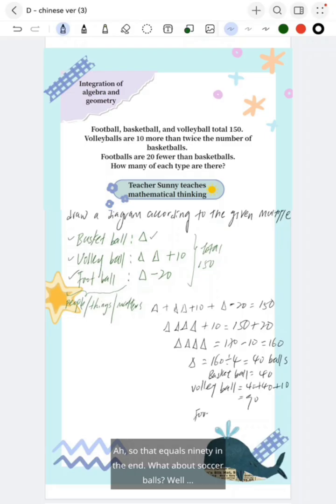What about soccer balls? Well, one triangle is 40, right? Then you subtract 20, so there are exactly 20 soccer balls. So now you can easily figure out the quantities of all three types of balls.